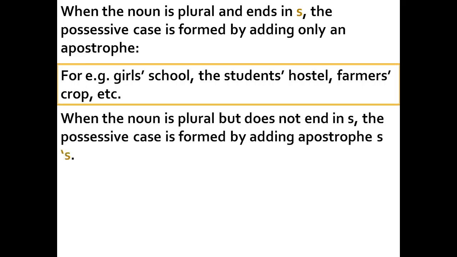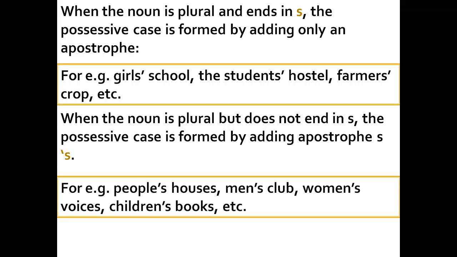When the noun is plural but does not end in S, the possessive case is formed by adding apostrophe S. For example, people's houses, men's club, women's voices, children's books, etc.